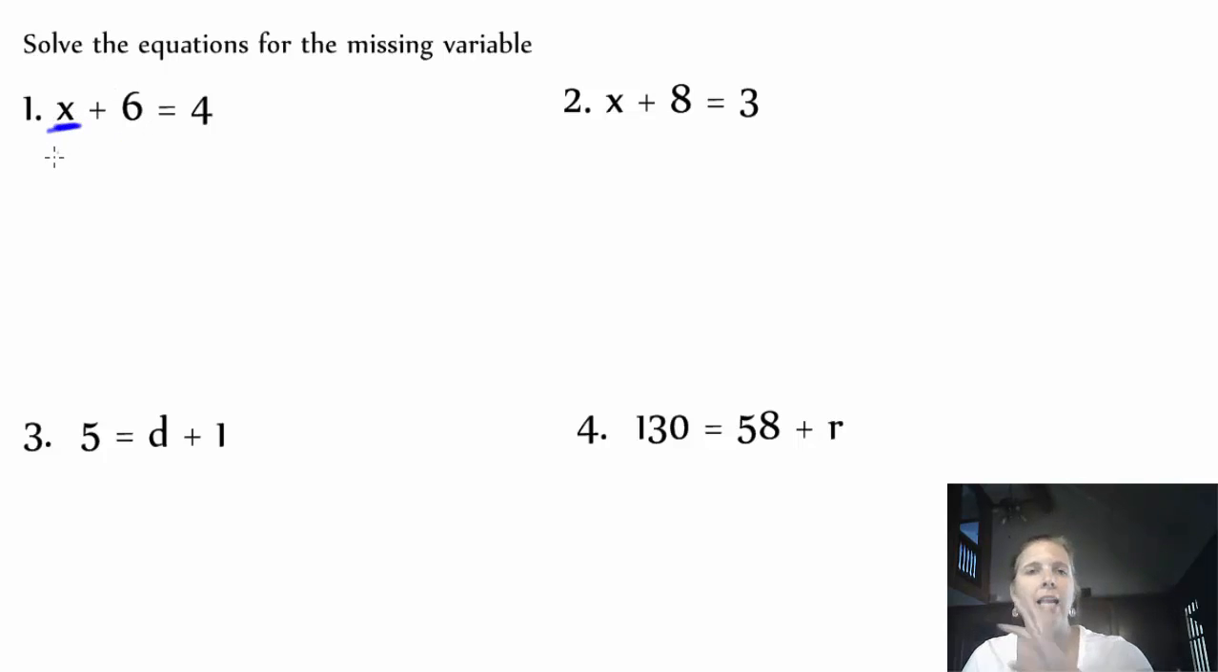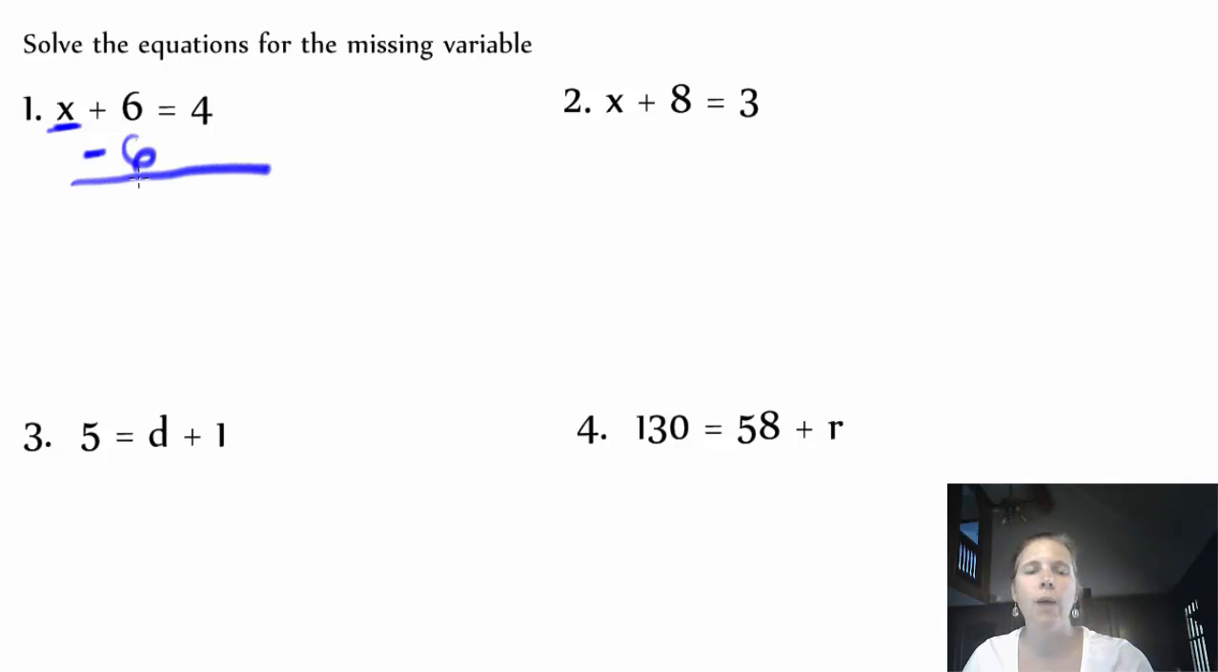We want to get x all by itself. It's called isolating the variable. We want to isolate it. We want to get that x all by itself. So if we have x plus 6, we want to do the opposite. Since it's plus 6, we want to subtract 6.